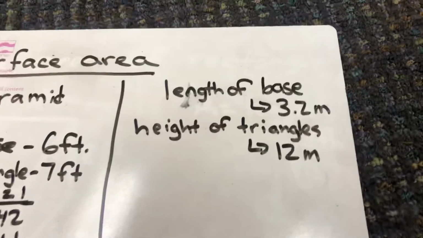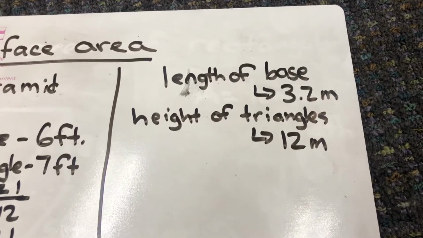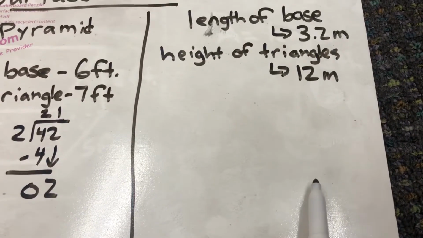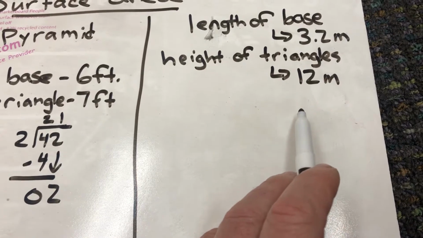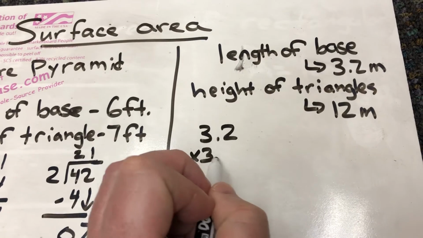So here's another one before we look at triangular pyramids. The length of the base is 3 2/10 meters. So if the length of the square is 3 2/10 meters, the width of the square is 3 2/10 meters, which means I've got to do 3 2/10 times 3 2/10.